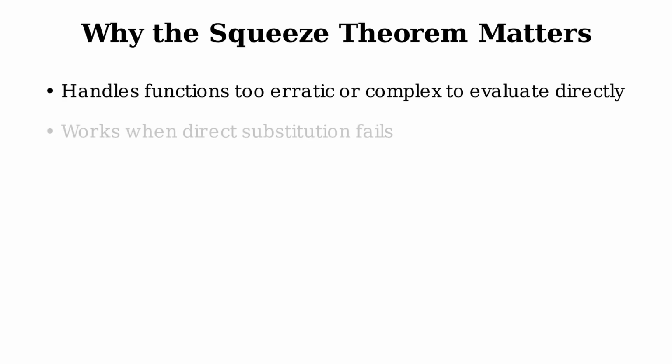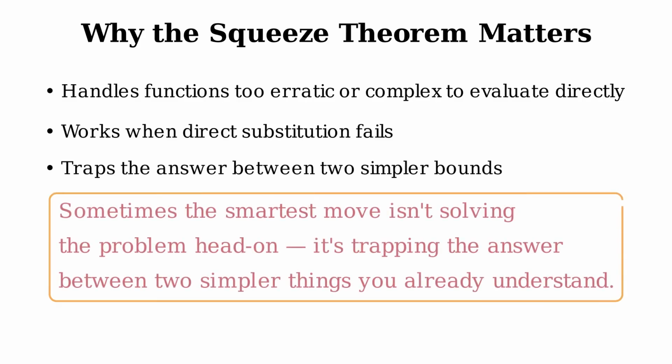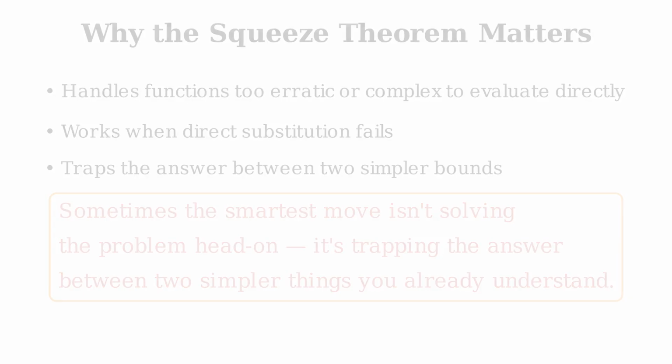This theorem is powerful precisely because it handles functions that are too erratic or complex to evaluate directly. Sometimes the smartest move isn't solving the problem head-on. It's trapping the answer between two simpler things you already understand.